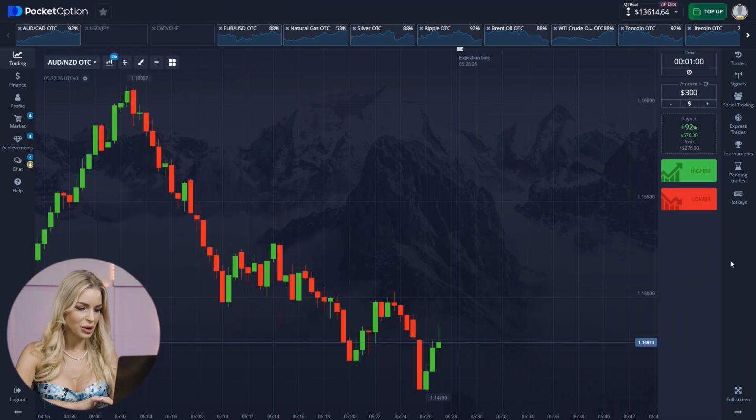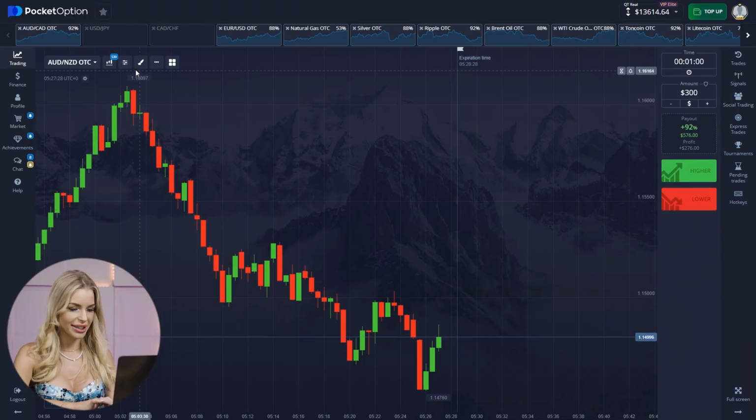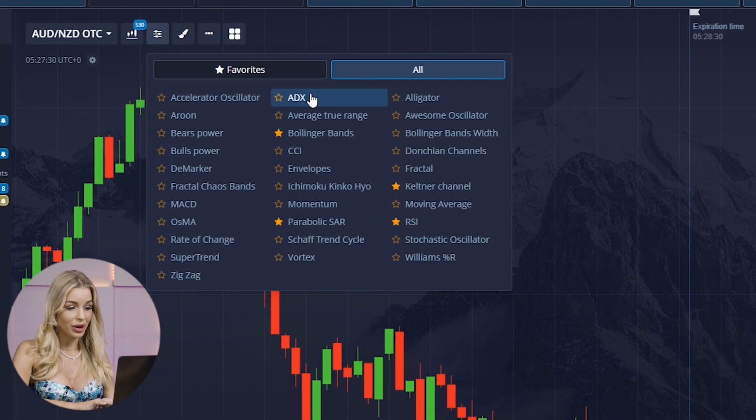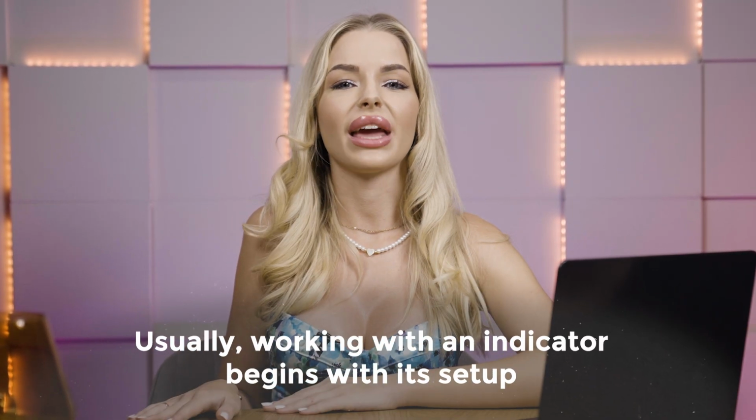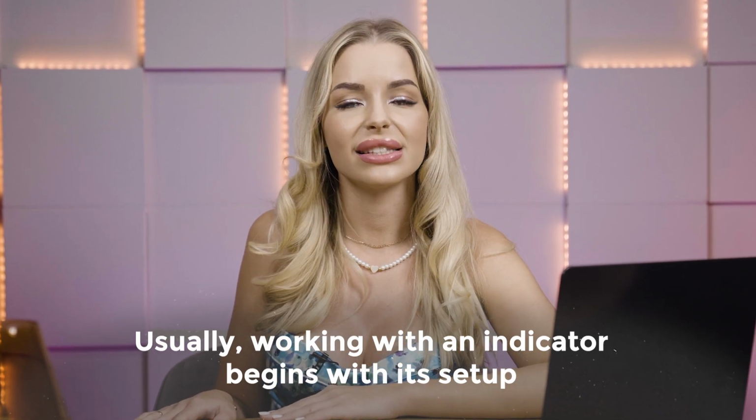Let's go to the Pocket Option and connect this indicator right away. It's not difficult to find it, it's one of the first ones. Usually working with any indicator begins with its setup. But today we will do without it. Today I will show you that even with the standard settings, after reading this indicator correctly and choosing a currency pair, you can practically not be afraid of losing.